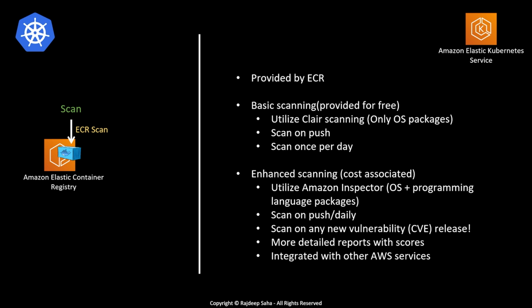For example, if a vulnerability is found, you can send it to Amazon EventBridge, and from EventBridge, you can use Lambda to notify other people or take some action, etc.